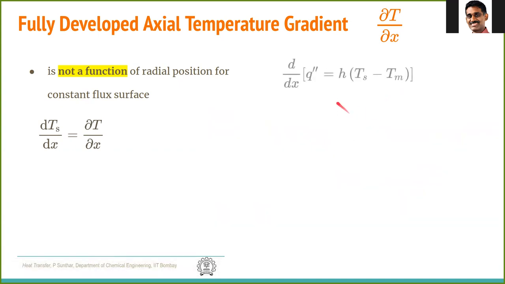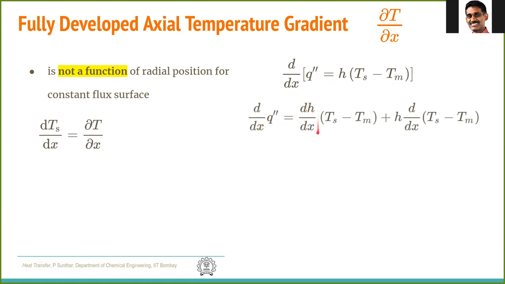Now, let's go back to the definition of q double prime, which is the definition of heat transfer coefficient, which is q double prime equals h times Ts minus Tm. And then take a differential with respect to x on both the sides. So we have d by dx of q double prime equals dh by dx times this, and then h times d by dx of this. Again, recognize that q double prime is not changing with respect to x, neither is h. And therefore, we have d by dx of Ts equal to d by dx of Tm.